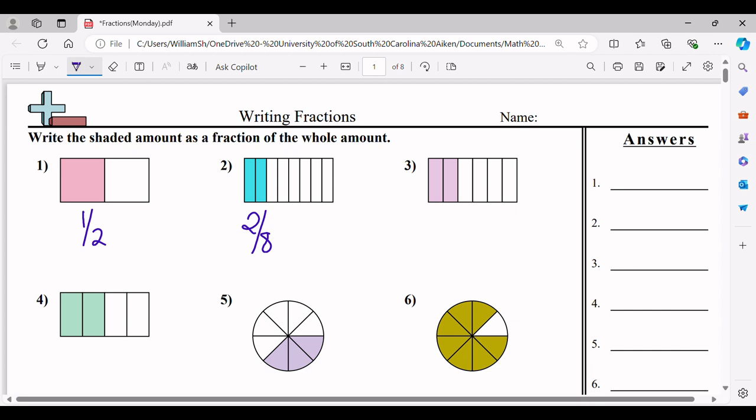Okay, because all we're doing for this is a very simple worksheet here. It says write the shaded amount as a fraction of the whole amount. We're figuring out what the whole amount actually is, and we're just deciding how many we've actually shaded in. Like I said, we can break anything down into pieces and parts.